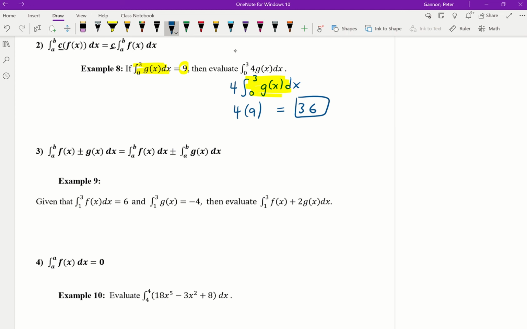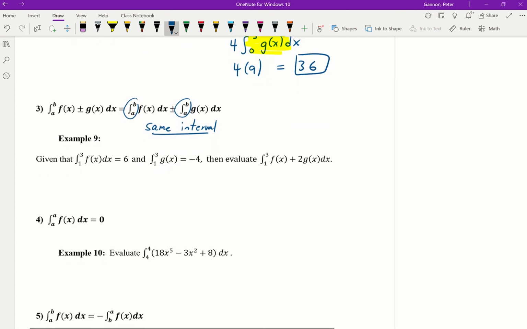Now the key is that they have to be on the same interval. That is important, that you pay attention to what those limits of integration are, the intervals.